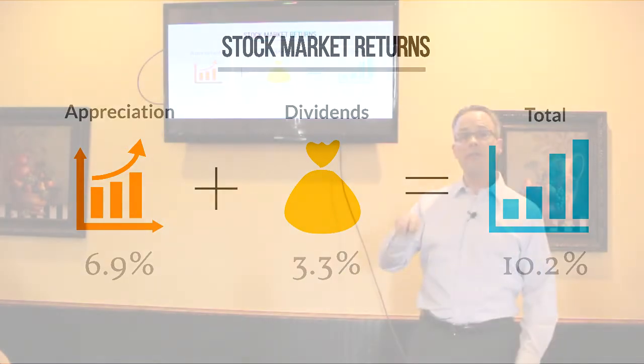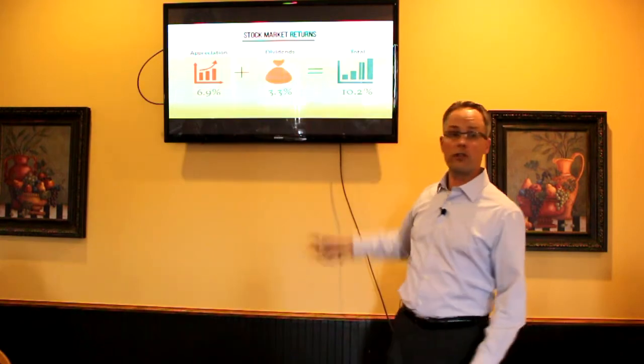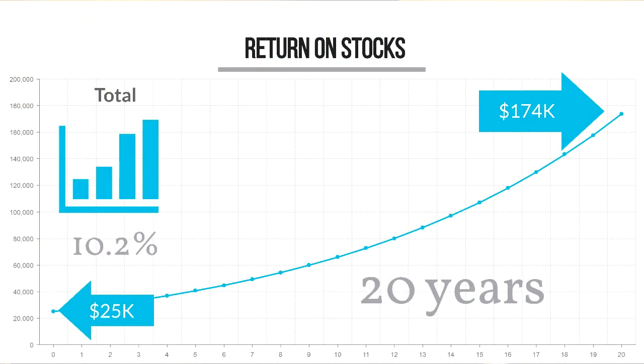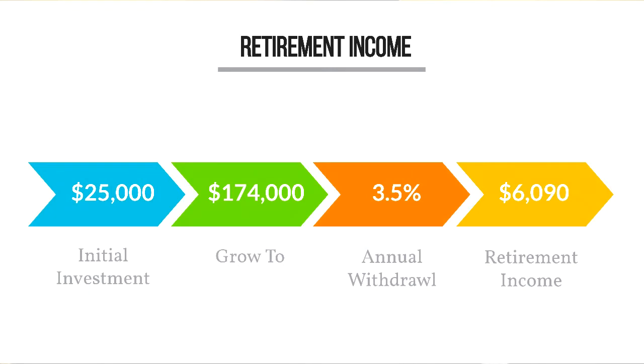So if you were to invest $25,000 with these kinds of returns for 20 years, it looks like that. So, pretty decent return on your money. You put in $25,000, it goes to $174,000. Financial planners will tell you don't take more than 3.5% of what you have in your portfolio out per year. This is what you have for cash flow per year as you go into retirement.